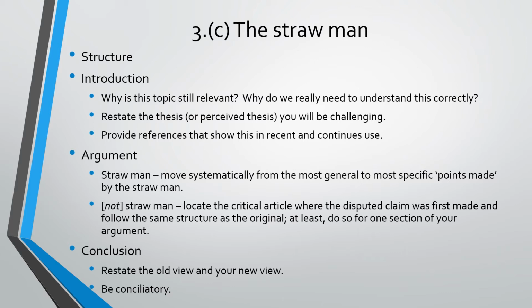When it comes to the argument, with a straw man argument, where we're challenging things that we attribute to someone probably from far in the past that might be wrong, move systematically from the most general to the most specific points made by the straw man. Again, if we were talking about this example of J.E. Lloyd writing in 1911, he wrote a book about the history of Wales, but really, if you read it, he was writing about the Principality of Gwynedd. He only made guesses about the Principality of Powys. It's not really his fault that all of those guesses have been repeated again and again by other historians.